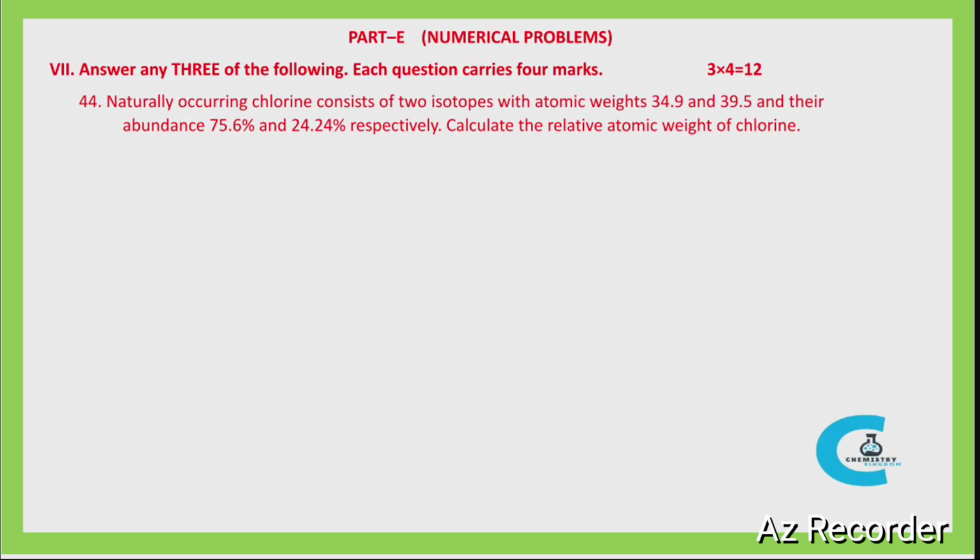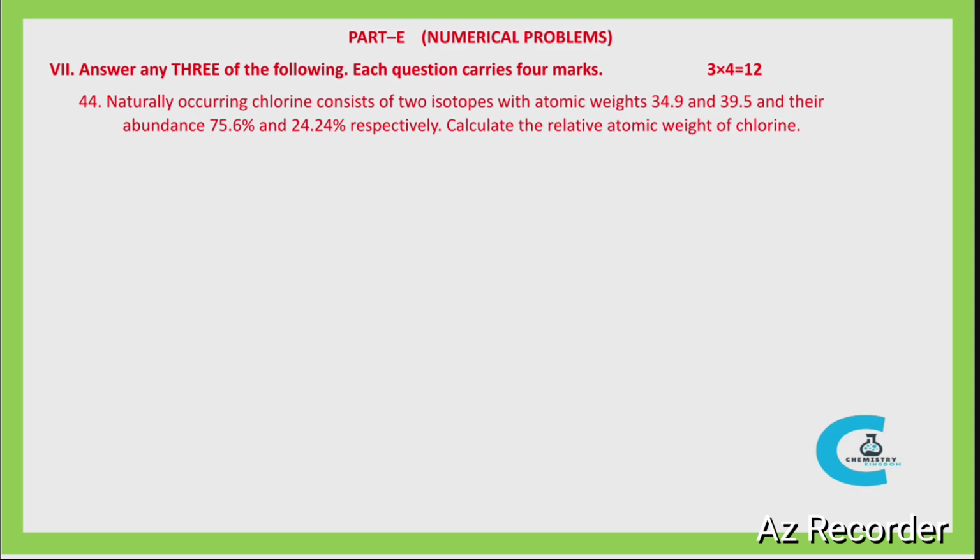Next, the last part of the video, the problematic part. First question: naturally occurring chlorine consists of two isotopes, 34.9 and 36.9 (as given). Their abundances are 75.76 and 24.24. Calculate the relative atomic weight of chlorine. That is what they are asking.